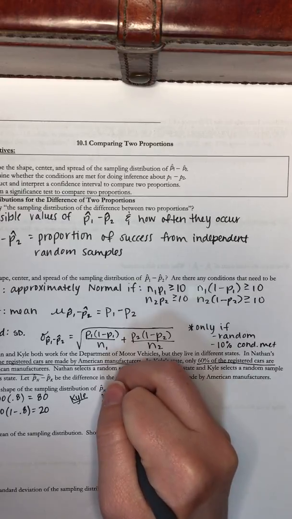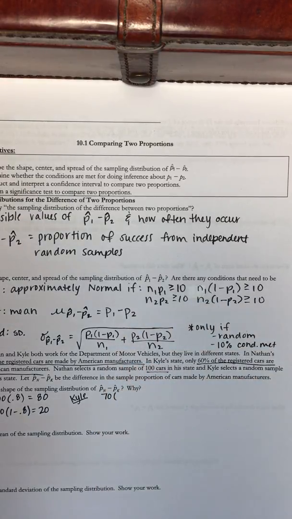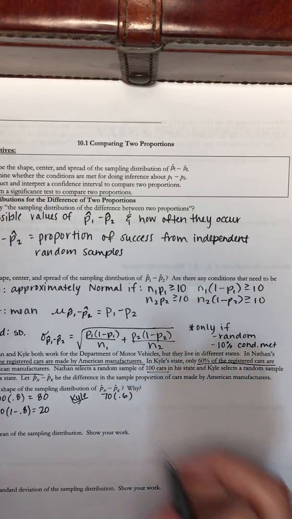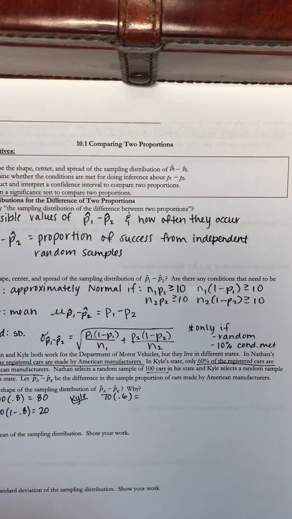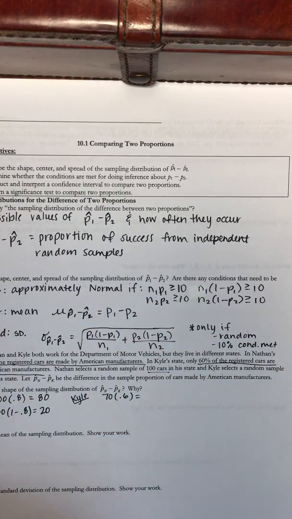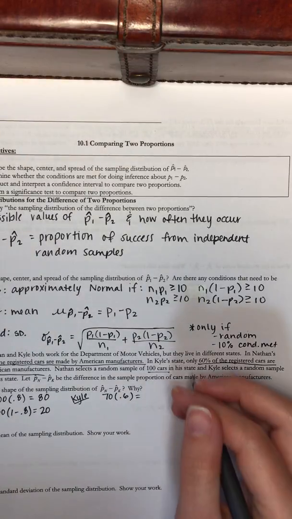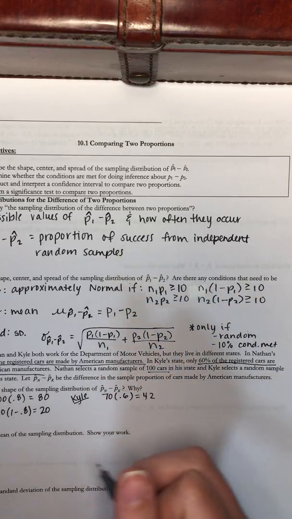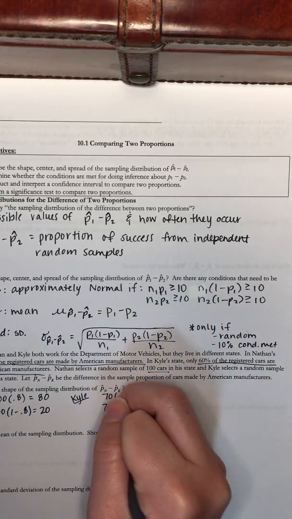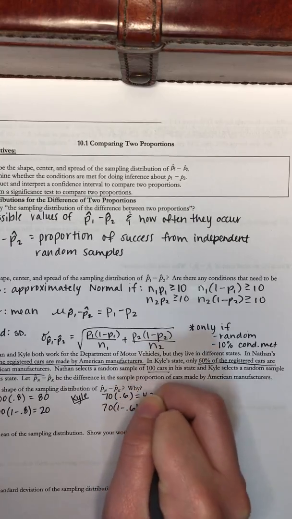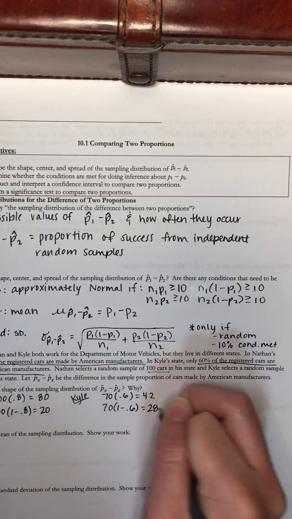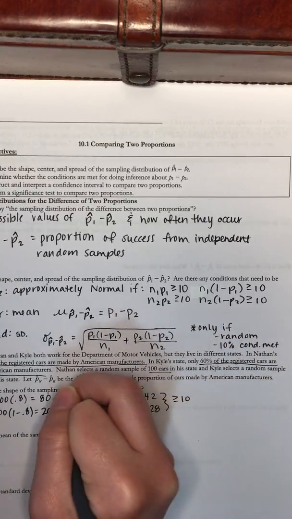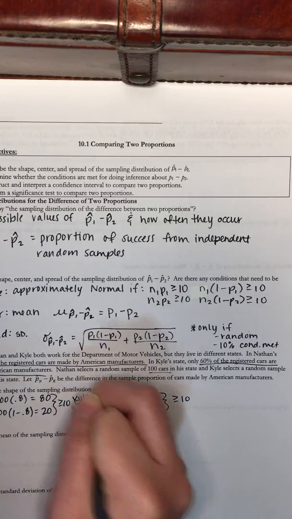For Kyle, his n was 70, and the proportion was 0.6, or 60% American manufactured cars. That one I will let you do in the calculator. Won't give you a hard time about it. It is 42. I think it's obvious it's going to be more than 10, but you know. Same thing here. 1 minus 0.6, 28, and those two add up to 70. These are greater than or equal to 10. Whoop, so are these. Cool.